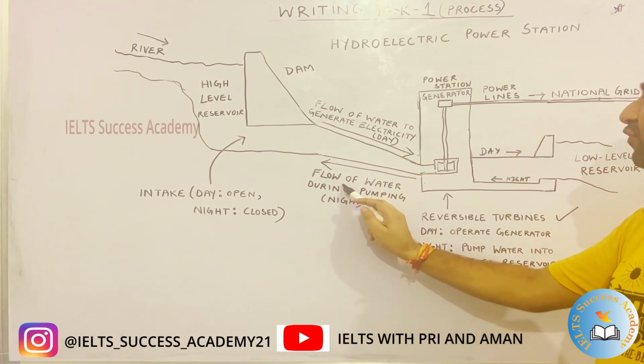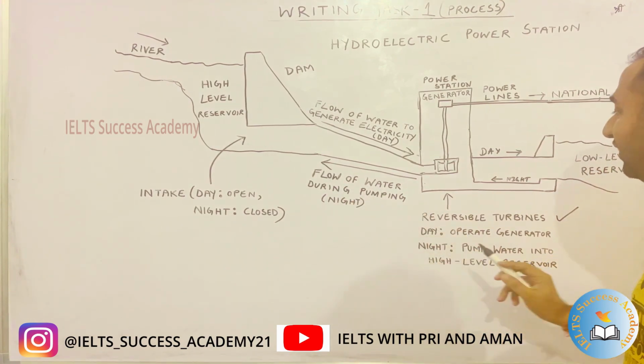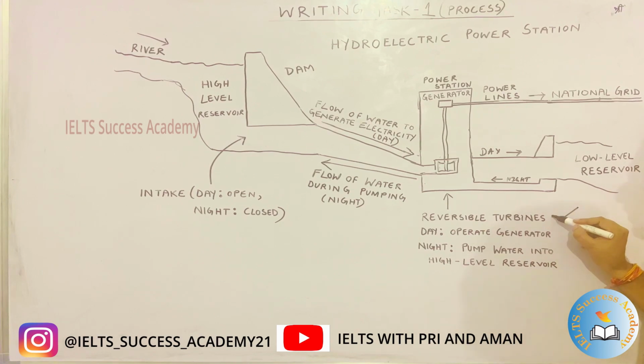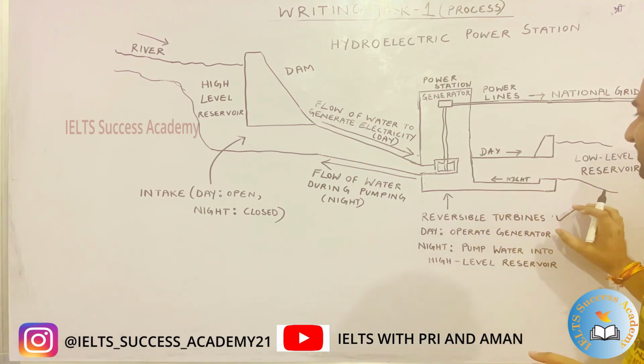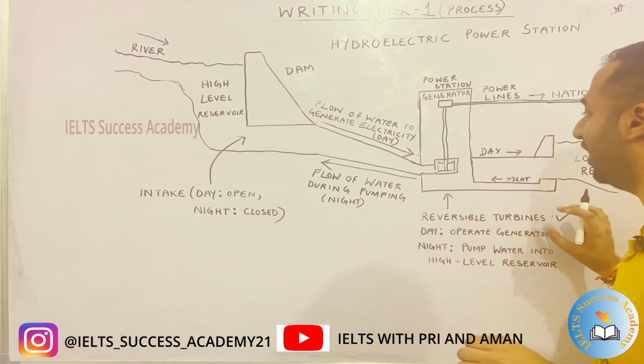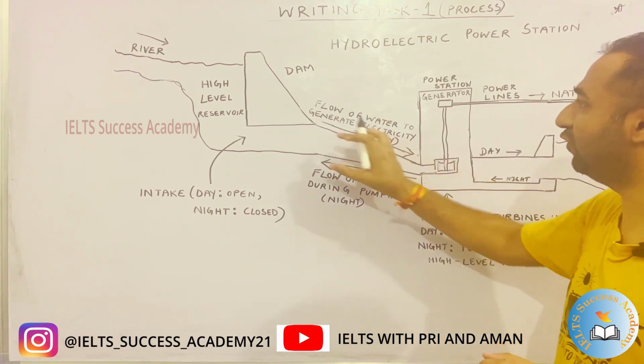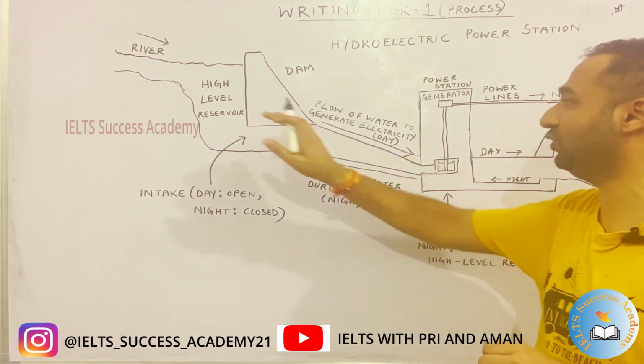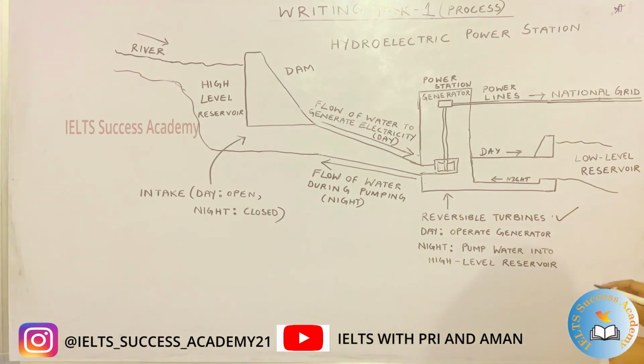So it states flow of water during pumping at night. The reversible turbines are running, due to which they create a pressure. Now the pressure makes the water flow from the lower level reservoir to the higher level reservoir.